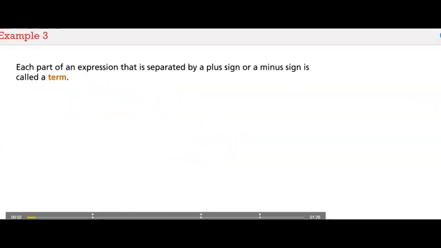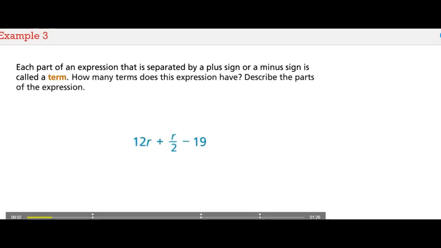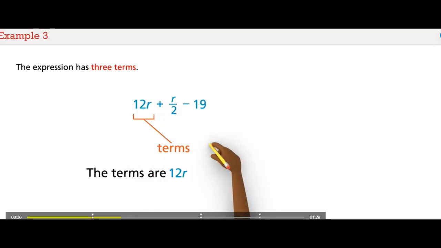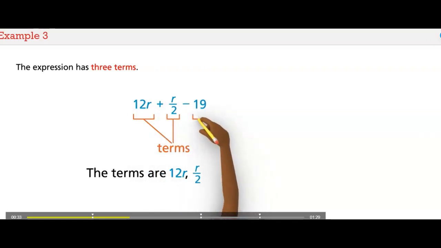Each part of an expression that is separated by a plus sign or a minus sign is called a term. How many terms does the expression 12r plus r divided by 2 minus 19 have? Describe the parts of the expression. The expression has 3 terms. The terms are 12r, r divided by 2, and 19. Notice that the terms do not include the plus sign or the minus sign.